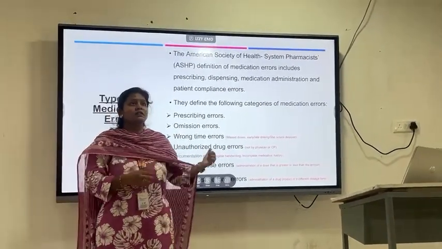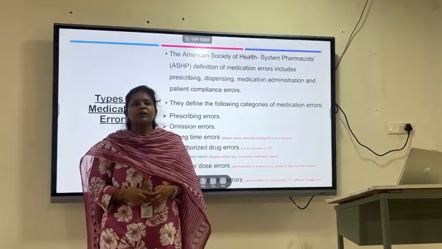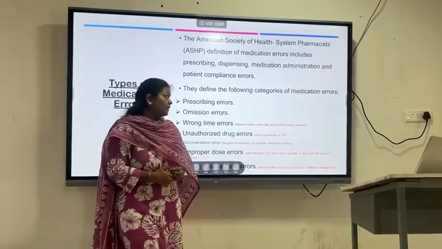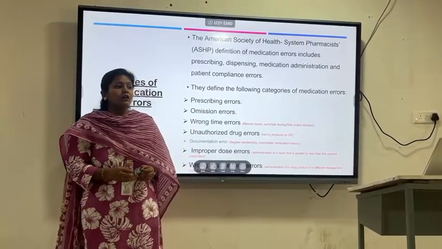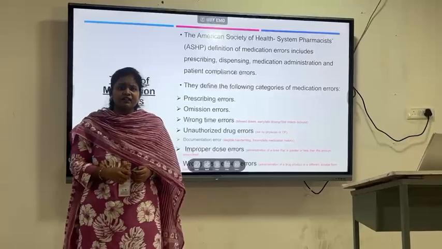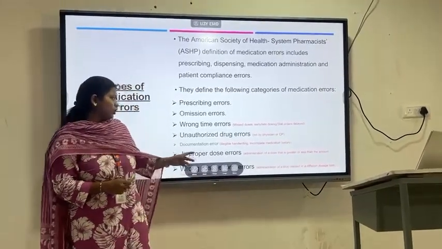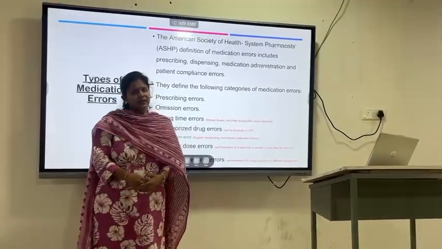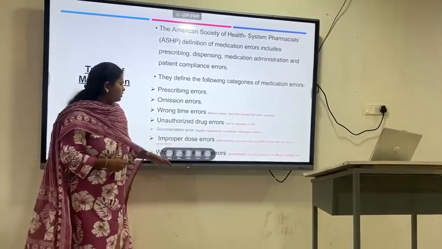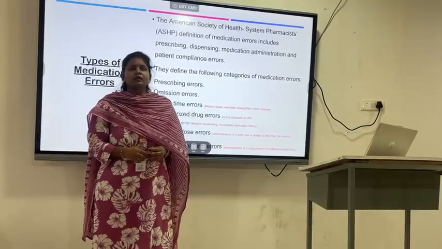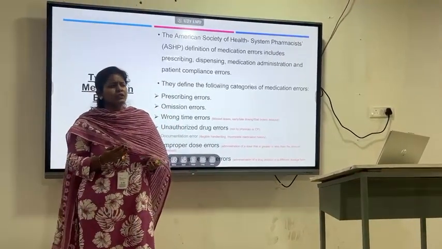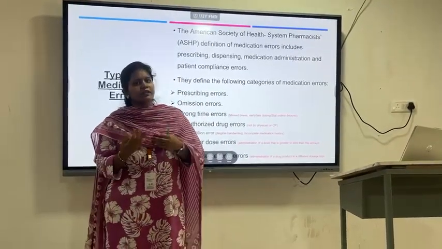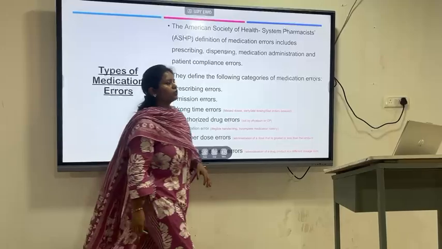So the OTC drugs come under this category. Whereas documentation errors include illegible handwriting, incomplete medication history or any spelling errors of the drugs. Improper dose errors are administration of a dose that is greater than or less than the prescribed dose. And wrong dose errors can be due to a wrong route of administration, that is IV given as IM, or oral given as IV. Those types of errors come under the wrong dose errors.